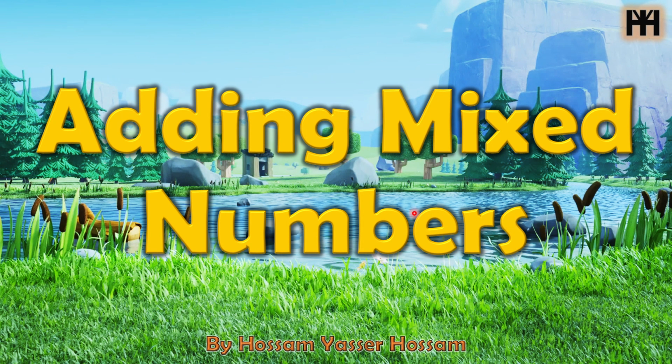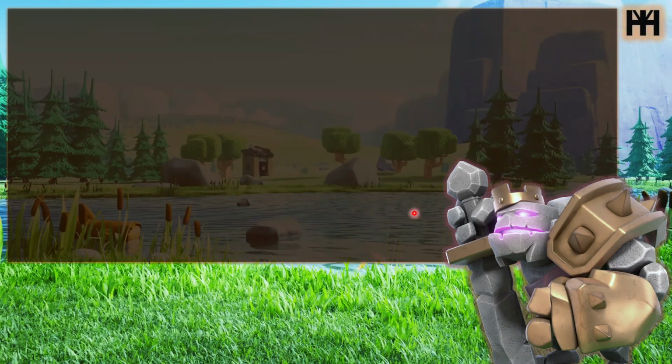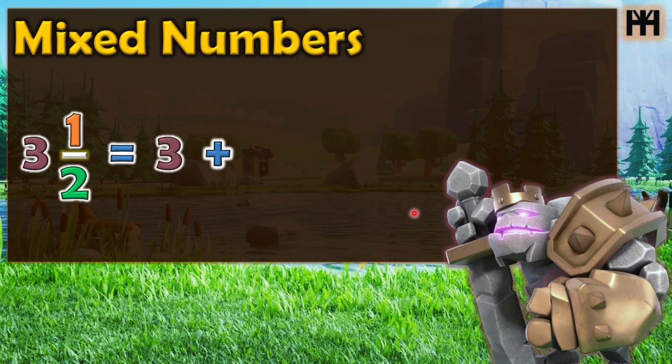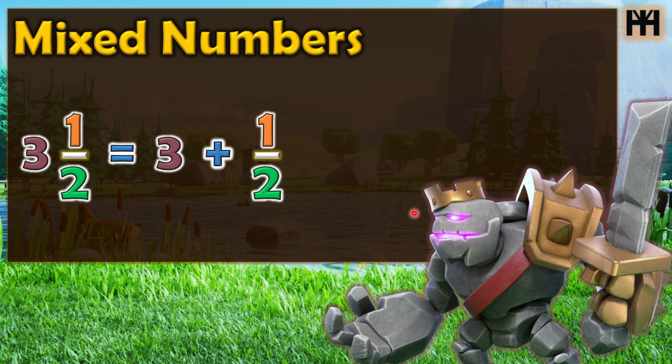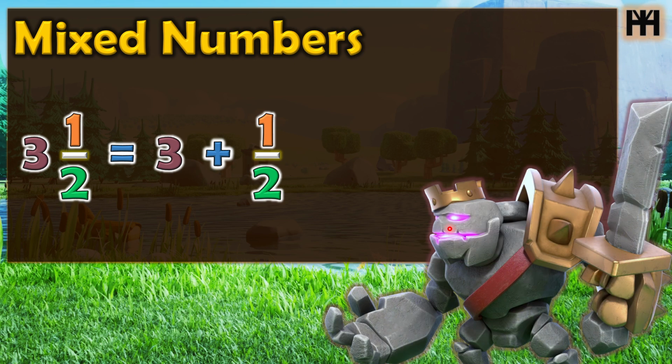Adding mixed numbers. Let's say we have 3 and 1 over 2. I want you to know that it's exactly the same as 3 plus 1 over 2. Like here, this golem has just changed his sword hand. No more, but he is the same golem.